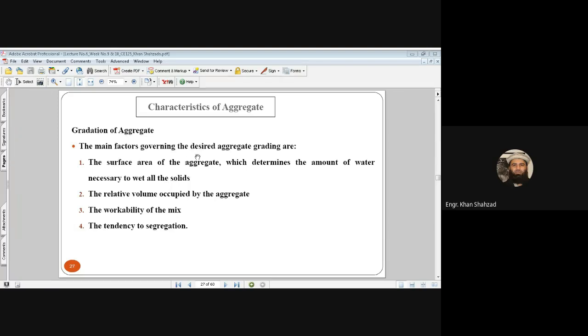The main factors governing the desired aggregate grading are: number one, the surface area of the aggregates, which determines the amount of water necessary to wet all the solids, and it will also decide the workability of the concrete. The relative volume occupied by the aggregates, how much volume has been occupied by the aggregate in the concrete. The workability of the mix, and the tendency to segregation. These are the main factors which are governing the desired aggregate grading.